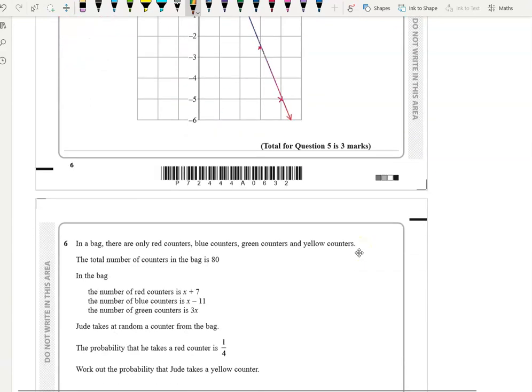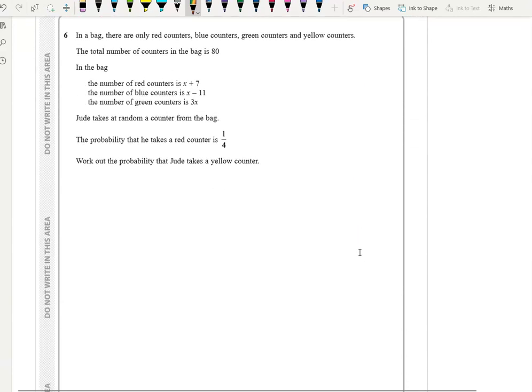Moving to question number 6. In a bag there are only red counters, blue counters, green counters and yellow counters. The total number of counters in the bag is 80. The number of red is x plus 7, number of blue is x minus 11 and green is 3x. Jude takes at random a counter from the bag. The probability that he takes a red counter is 1 upon 4. So probability of red is 1 upon 4.